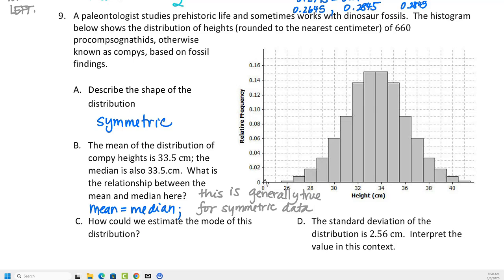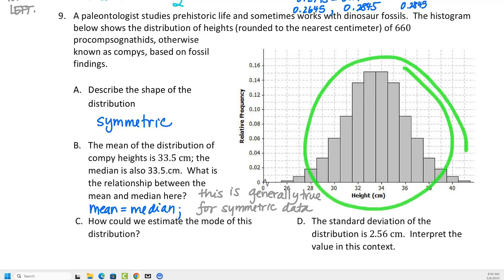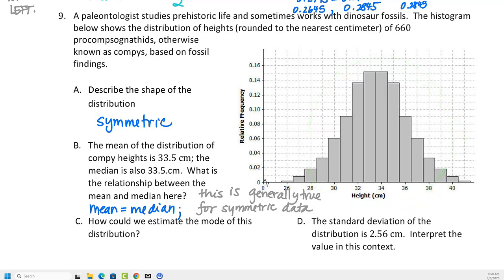So how do we tell by looking at the histogram here? How do I tell which is the most frequent? This is the heights down here, right? So which height happens the most frequently? Isn't it going to be the tallest bar? And we have two of them, don't we? We have this one here, and we have this one here.